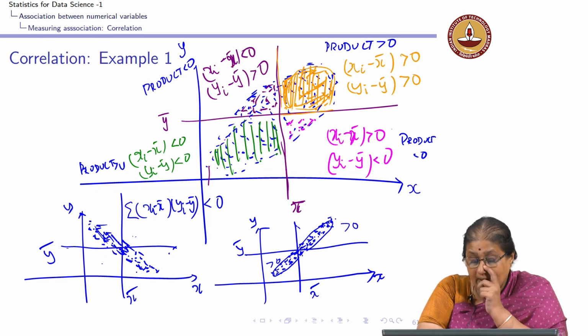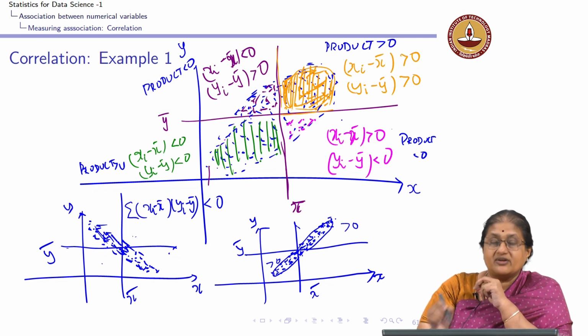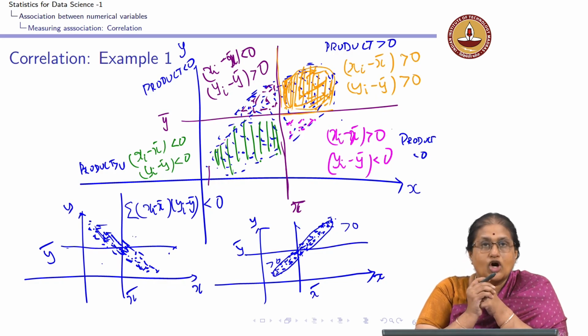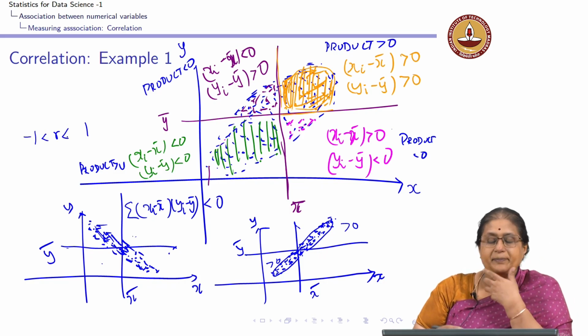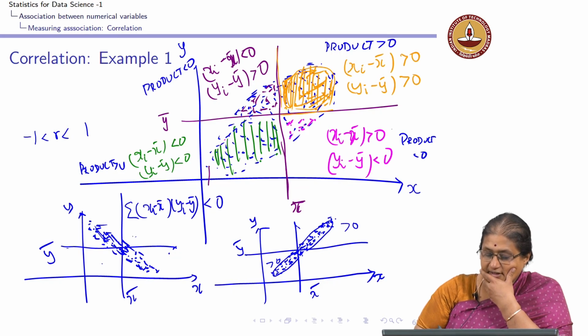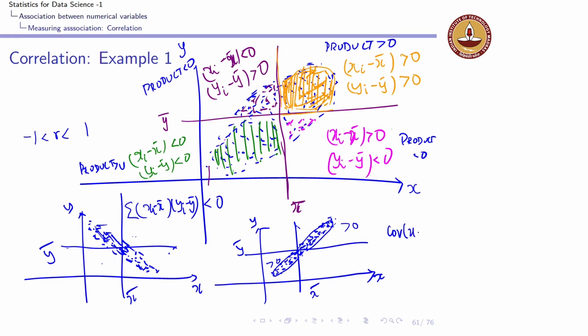Now, if I divide by the respective standard deviations, I get my correlation measure. The correlation measure is always between -1 and +1. How do I interpret this correlation measure? If the data is of this kind, my covariance is going to be positive. I divide by the standard deviations, and I see that if my data is of this kind, then my correlation measure is very close to 1.